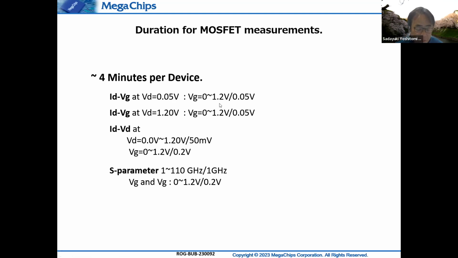Thanks to the advancement of the network analyzer, S parameter measurement takes only a few minutes to complete this set of measurements. This includes 49 bias conditions and 110 frequency points. This is quite effective to collect as many transistor data as possible on the whole 300 millimeter wafer. It's pretty good.